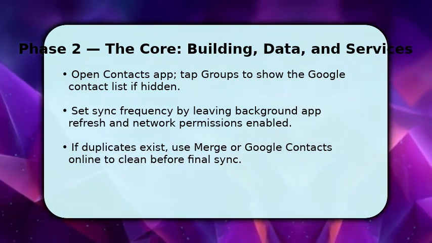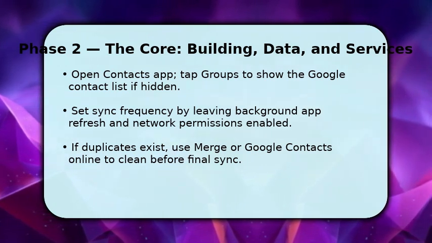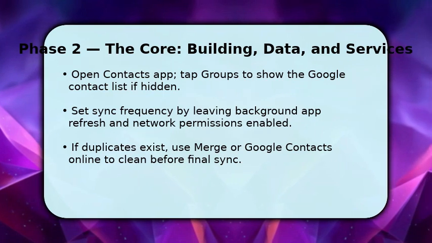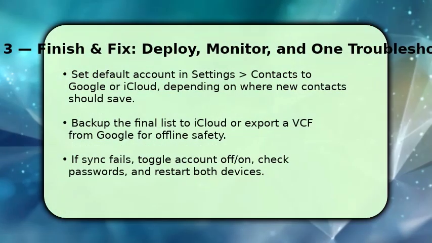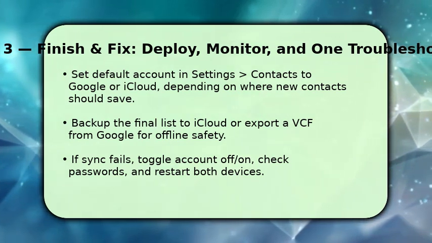For duplicates or missing labels, clean up in Google Contacts on a browser. Those edits propagate back to the phone, so tidy now to avoid clutter later. You're almost done. Verify everything by opening Contacts and sampling names, numbers, and photos.